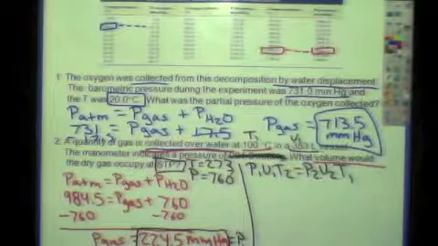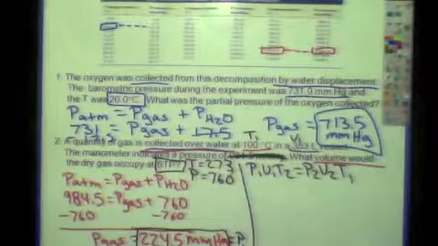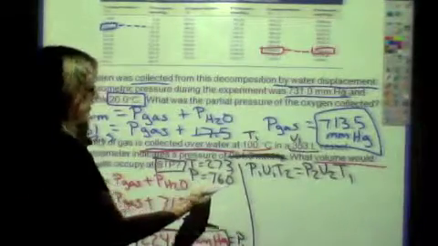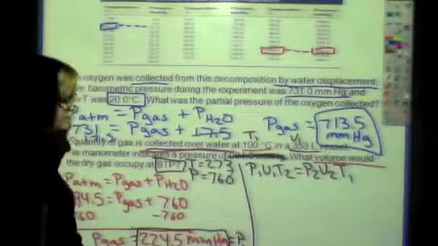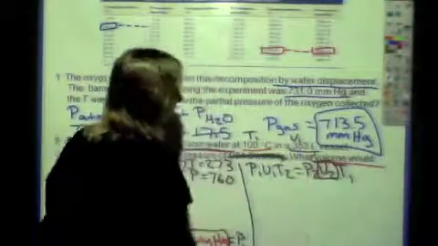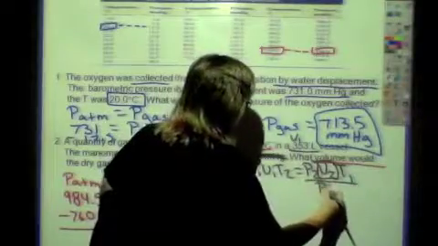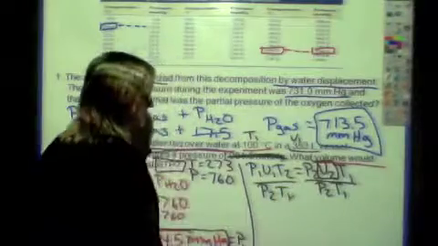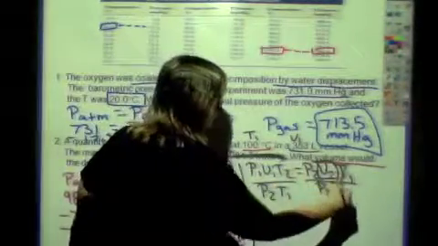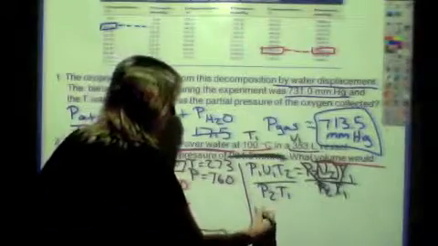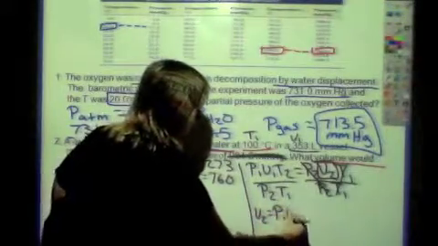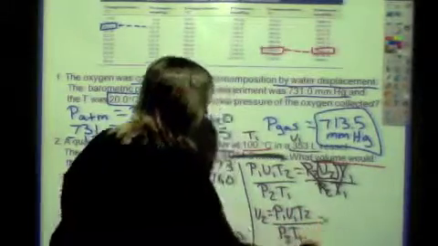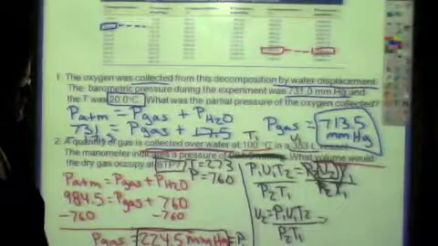Where did the 760 come from? Where does everything most of the time come from? The reference table. Front page of the reference table, your standard pressures are there, and that's the one for millimeters of mercury. So then we're solving for V2. So to solve for V2 on both sides, you divide by P2 and T1. They go away. So you're left with V2 equals P1 V1 T2 divided by P2 T1. And now you simply plug in.